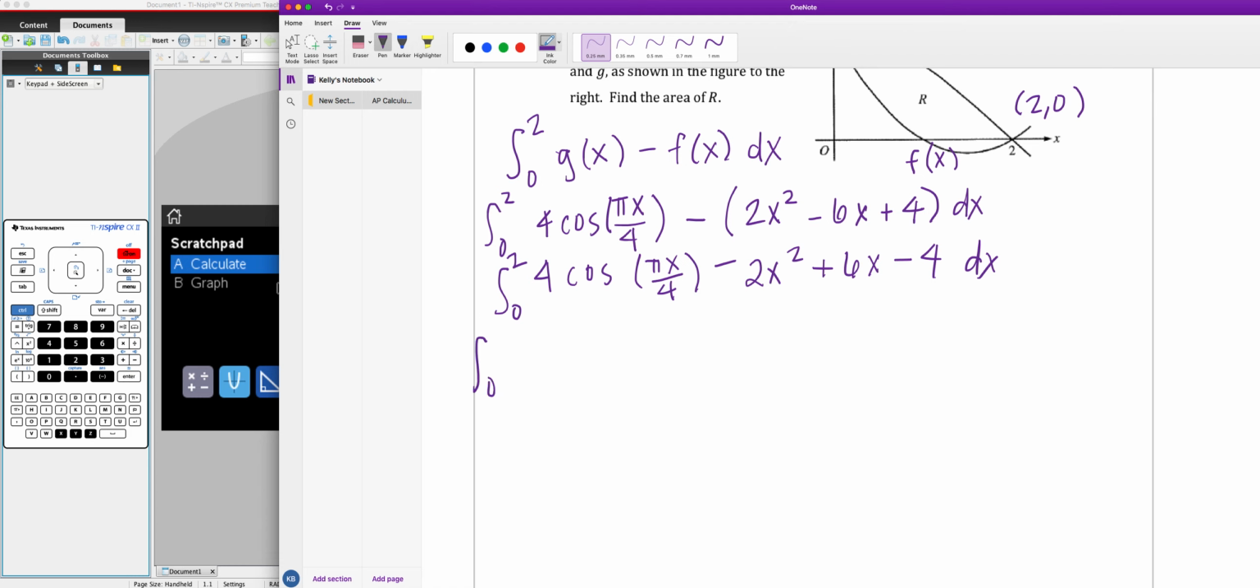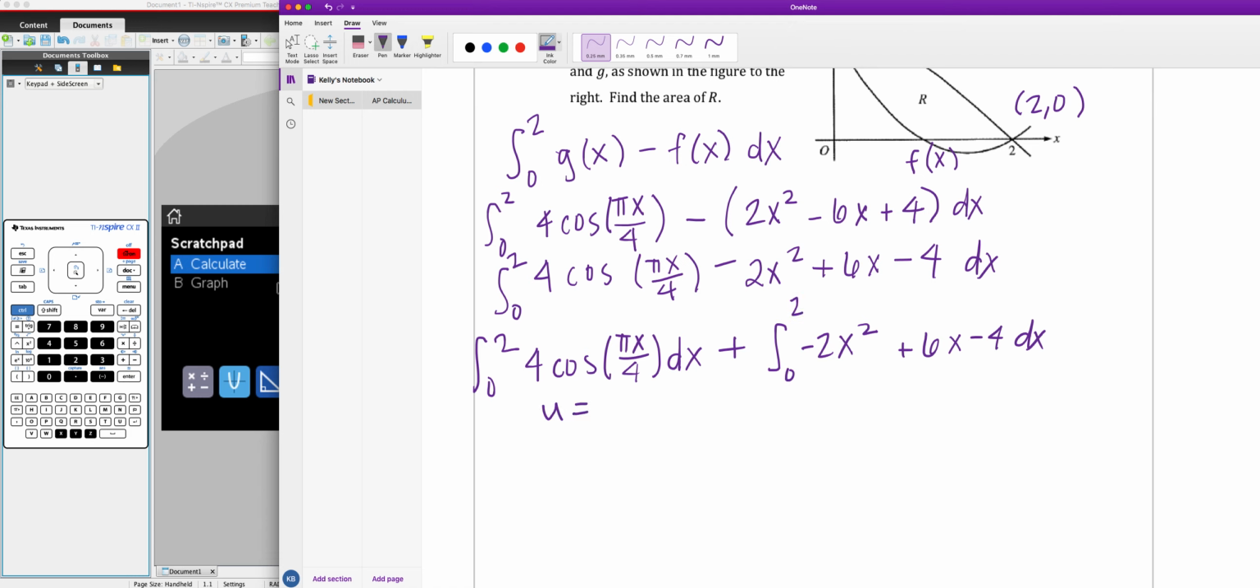So the first guy will go 0 to 2 of 4 cosine of pi x over 4 dx plus the integral of negative 2x squared plus 6x minus 4 dx, and again I have the same bound since all I'm doing is breaking this apart into the piece that requires a u sub on the left and then the power rule, which I'll use on the right.